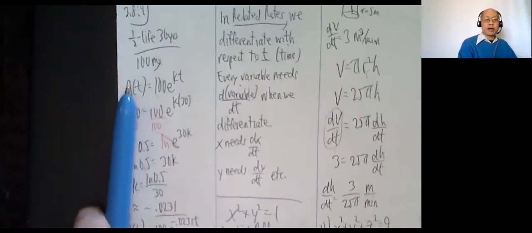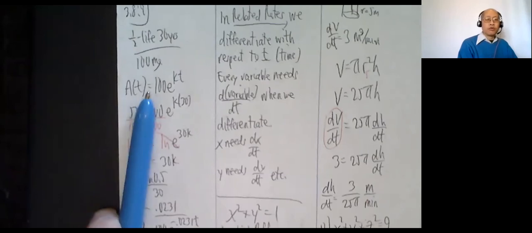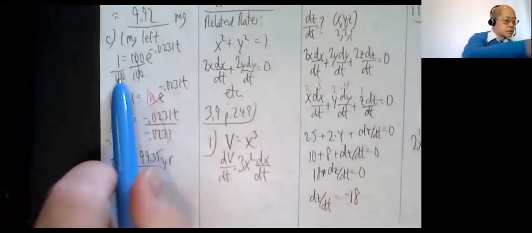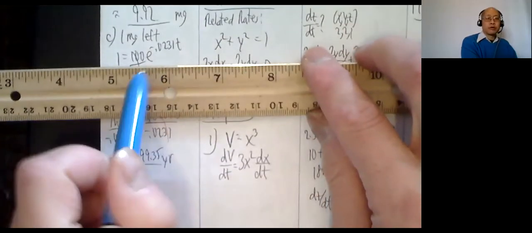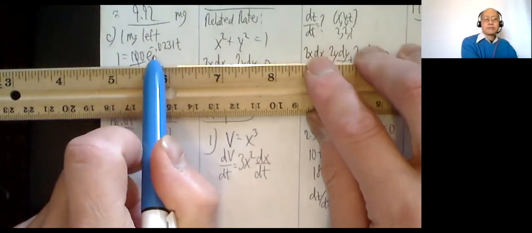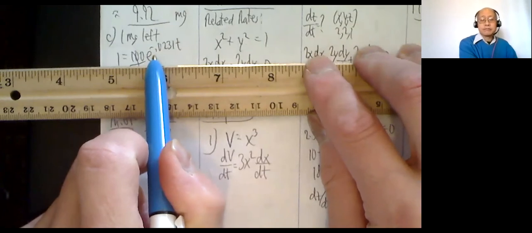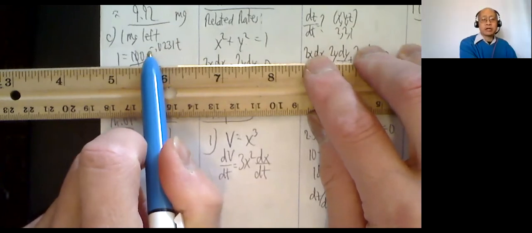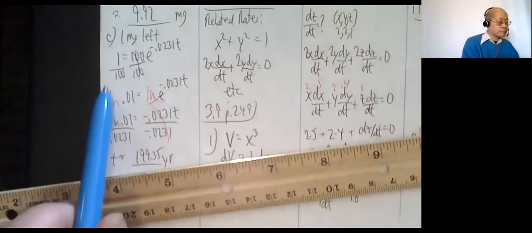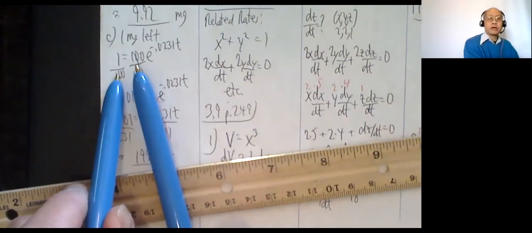So the left-hand side in the original formula, put 1 right there. 1 equals 100 e to the kt. So 1 equals 100 e to the negative 0.0231 t. Again, negative because it's decay. Decay will end up with a negative constant. Growth will have a positive constant. Divide by 100. 1 divided by 100 is 0.01.